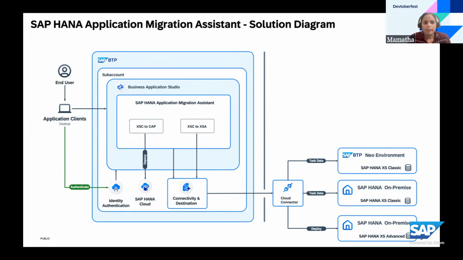With this SAP HANA application migration assistant, the user can select the required template, either XSC to CAP or XSC to XSA, based on their business use case, and then migrate their applications to the desired target. Once the migration is successful, they can also deploy their applications to the target HANA DB. This is the overall solution diagram of our SAP HANA application migration assistant extension in BAS.